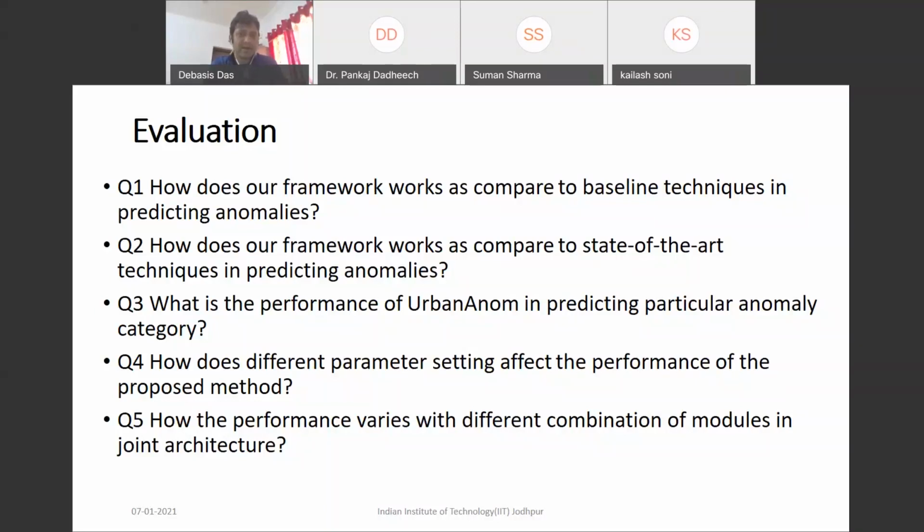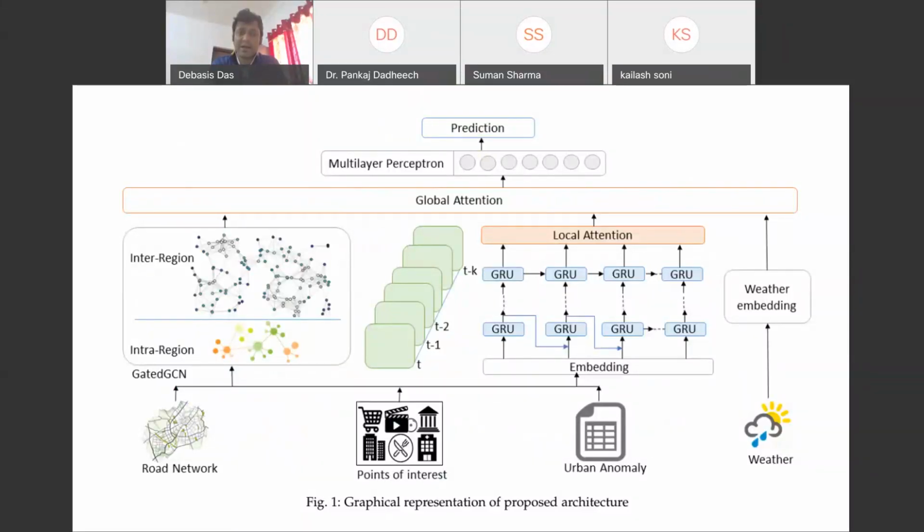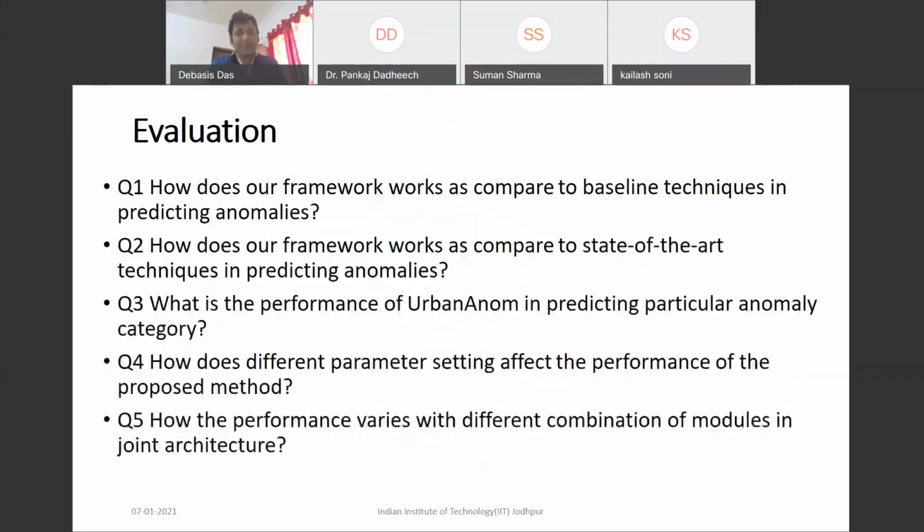How does our framework, the one framework we propose, compare with the baseline techniques in predicting the anomalies? Baseline techniques means traditional machine learning algorithms like SVM and decision tree. So how does our framework compare? Somehow your framework should be good in terms of performance, using the F measure, which we already computed, or using accuracy. So first we check this: we design this framework, it is suitable for implementation, and its performance is better compared to the baseline techniques. This is the first question.